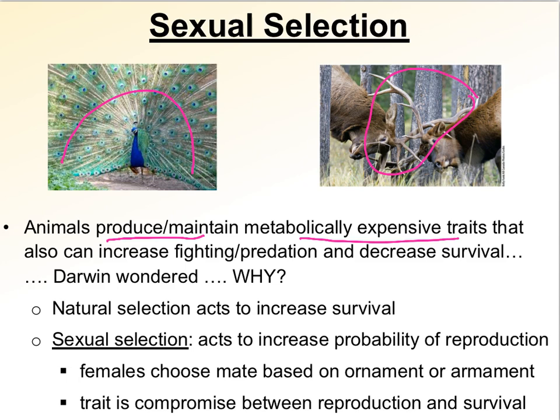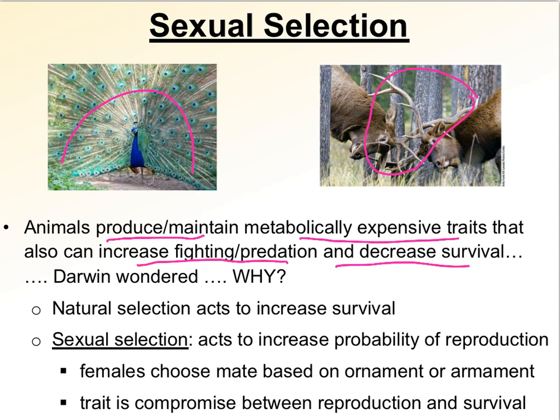But what's interesting is that in addition to being metabolically expensive, they can also increase fighting and predation. Imagine if you have this beautiful wingspan, it's actually attracting predators towards you. And here you have antlers that are causing them to fight. And this would all decrease survival, right? It's metabolically expensive, and now you're fighting with other animals and possibly putting yourself out there as a target to be eaten. So why would this happen? It doesn't make any sense when you think about natural selection, and it's everything about surviving in order to reproduce.